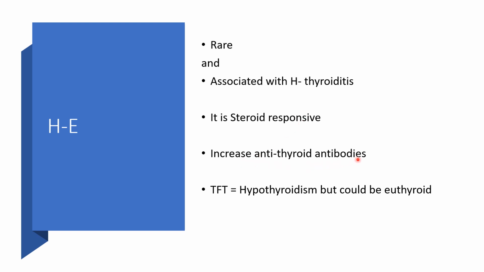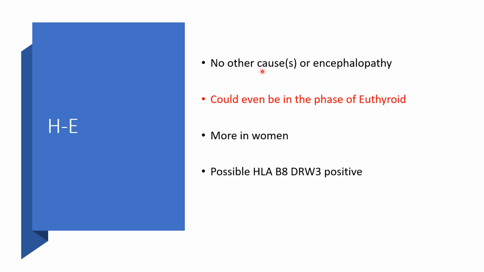But there will be increased antithyroid antibodies. That's how we'll make the diagnosis anyway. Thyroid function tests will reveal hypothyroidism, but could be euthyroid. No other causes of encephalopathy should be present. So you have to rule other causes of encephalopathy out. Yes, we have to rule them out before we narrow the diagnosis down to Hashimoto's encephalopathy. It could even be in the face of euthyroidism, is more common in women, with possible HLA-B8 DR-W3 positivity.